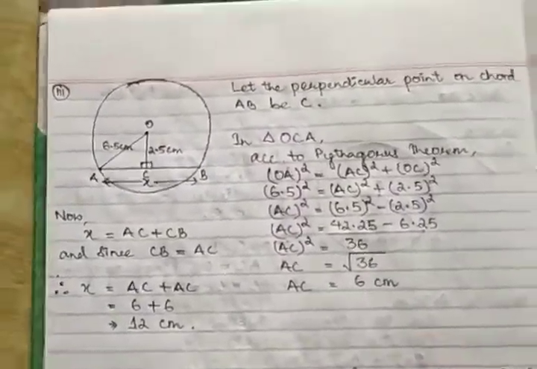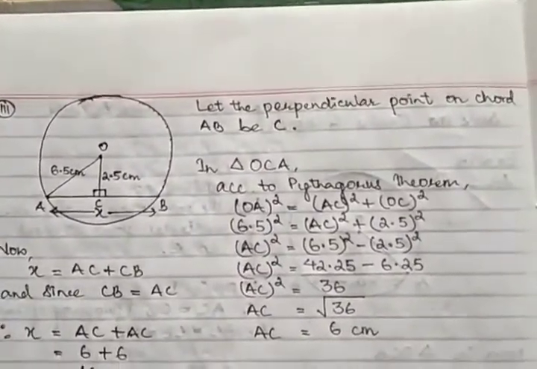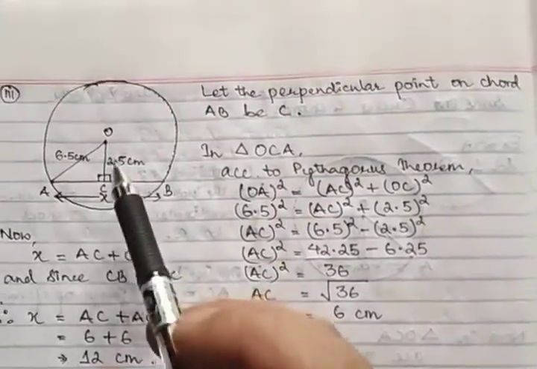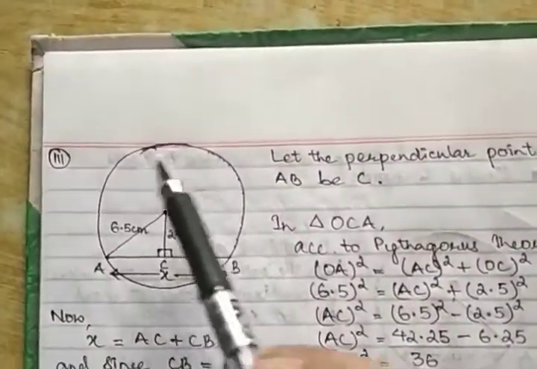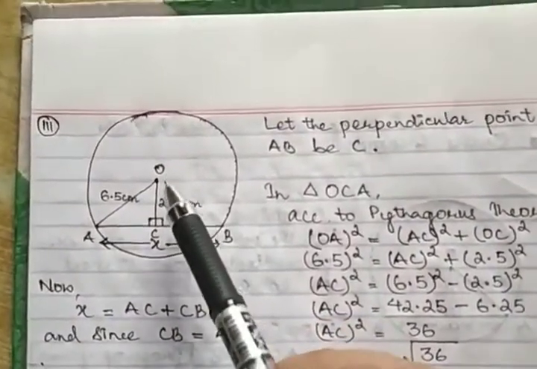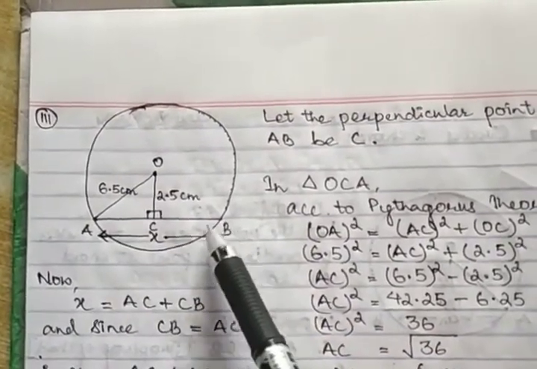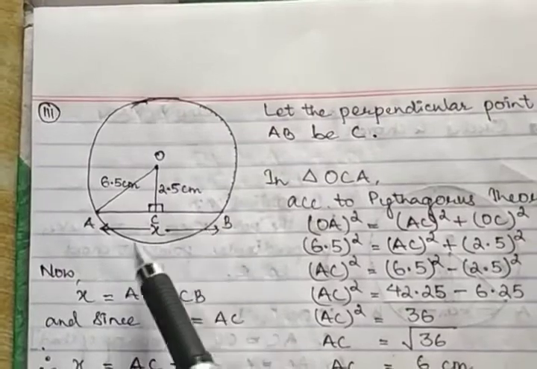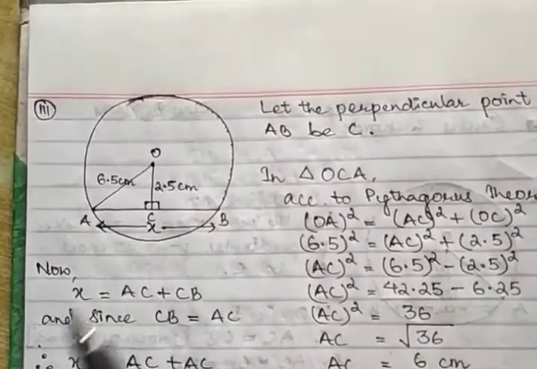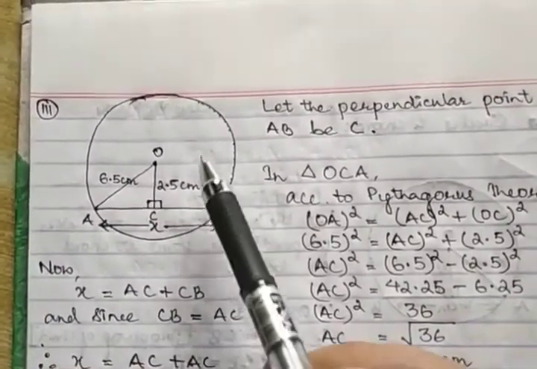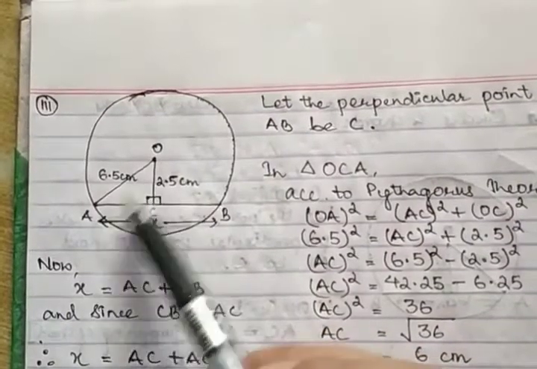For question number 3, the figure is given. See, we got a circular figure, isn't it? Again we got the center, but here the length of the chord is missing. See, x, that's what we need to find, the length of the chord. Okay, so OA, the radius, is given.